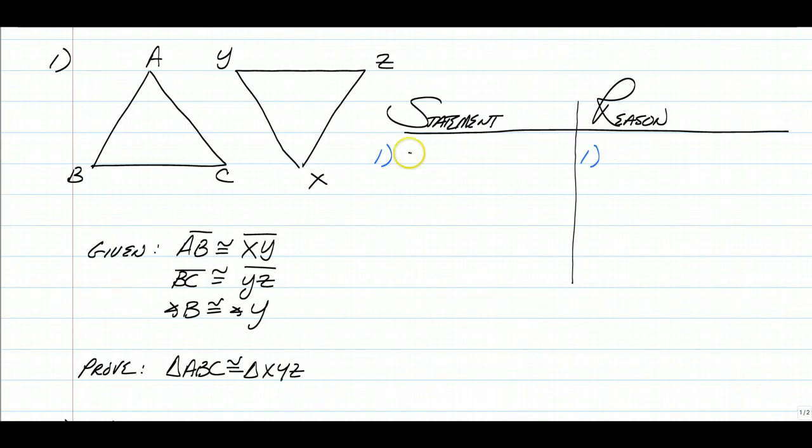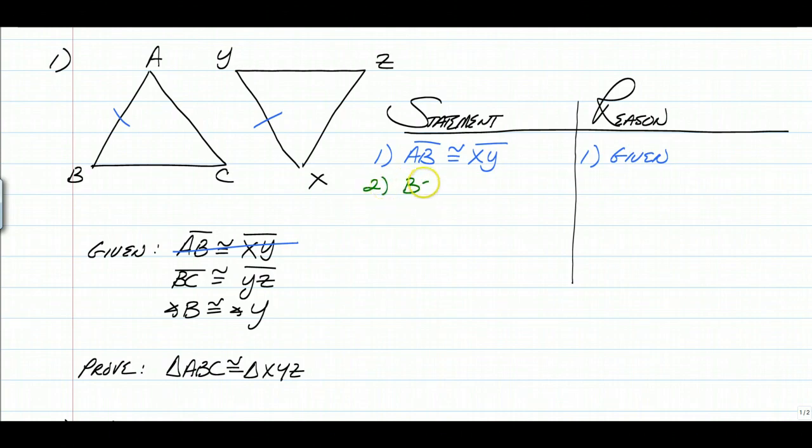So the first given is AB is congruent to XY. And the reason is because it was given. After you write the statement, you must mark the picture. It will be very beneficial to you. So AB is congruent to XY. It's marked. It's good to go. Once you have a congruent statement, it's gone. We don't need that guy anymore. Move on to the next given.